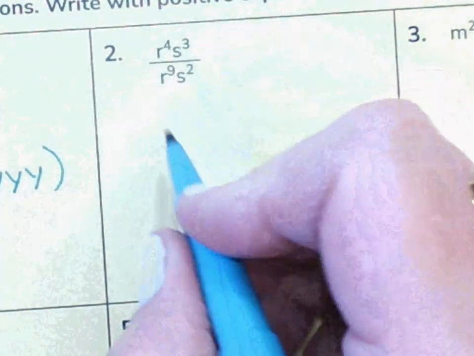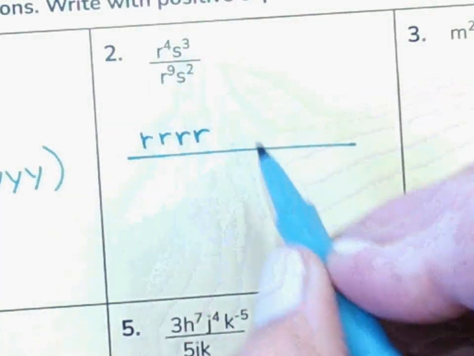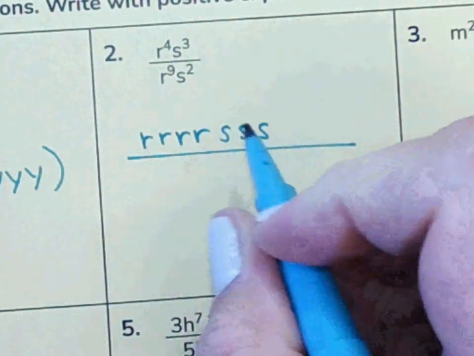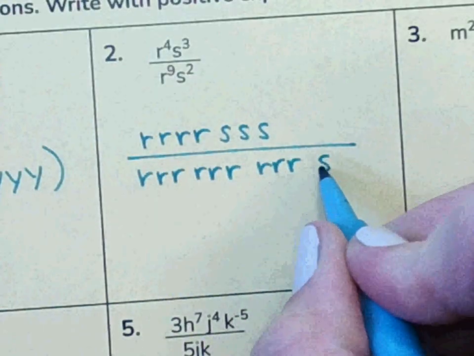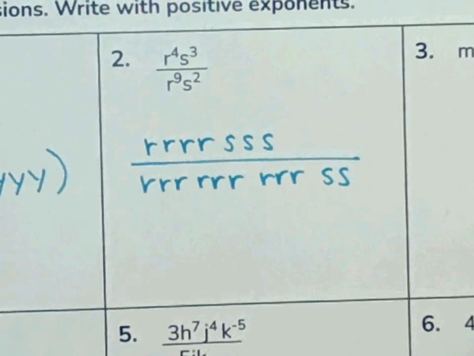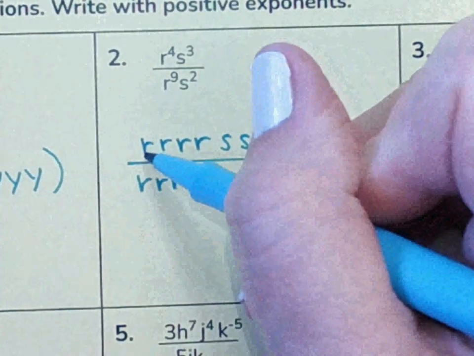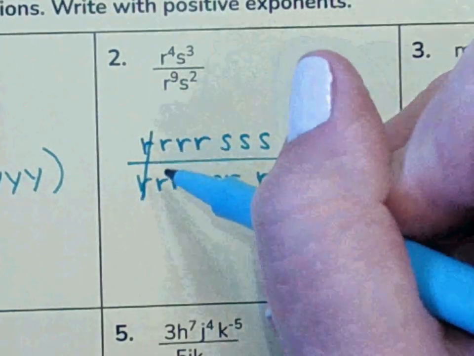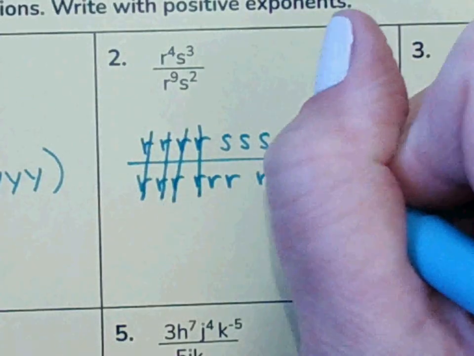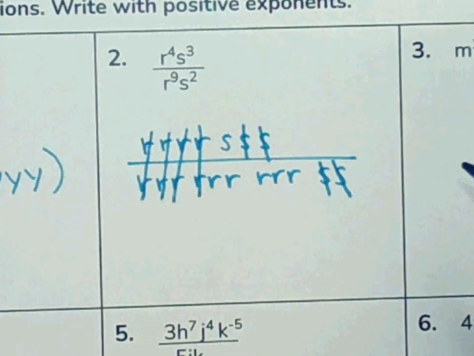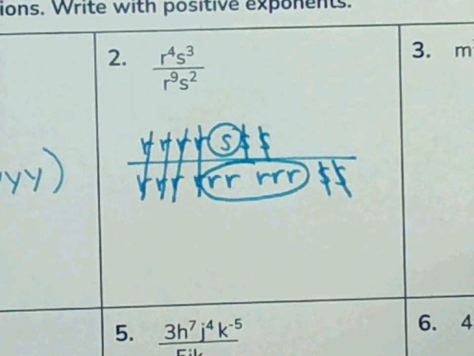Expand. On top, we have 4 r's getting multiplied together, then 3 s's. On bottom, we have 9 r's and 2 s's. Anything that's the same on top as the bottom can divide into each other. R divides into R 1 time, and they continue to cancel. S divides into S, S divides into S. I have S left on top, and I have 5 R's left on bottom.